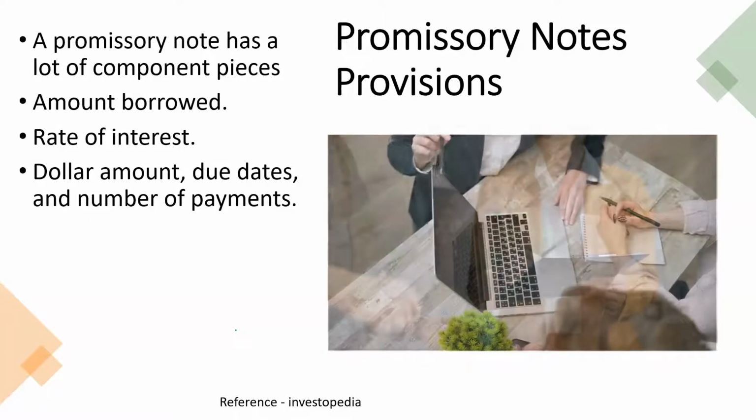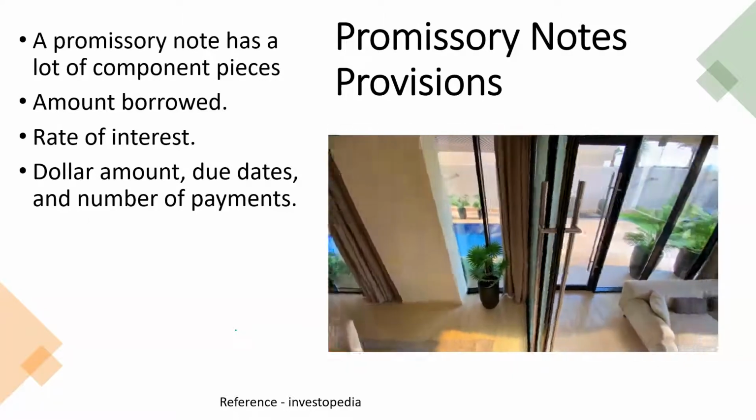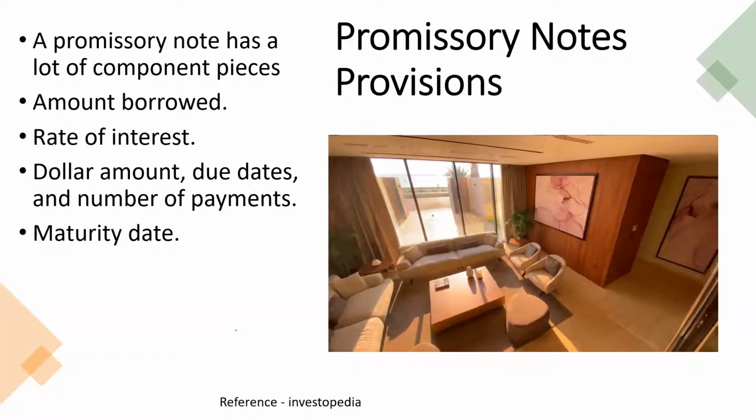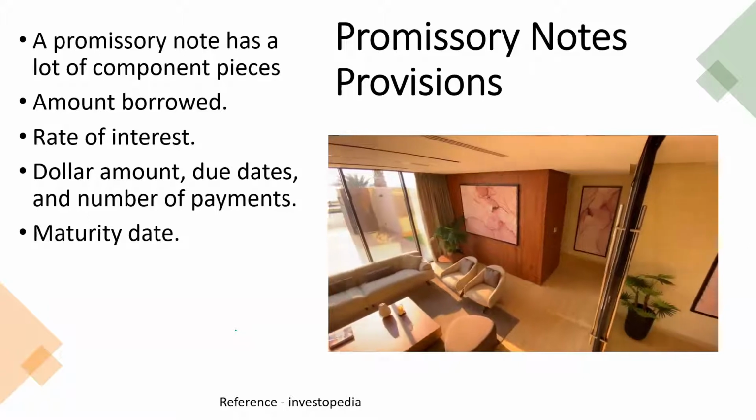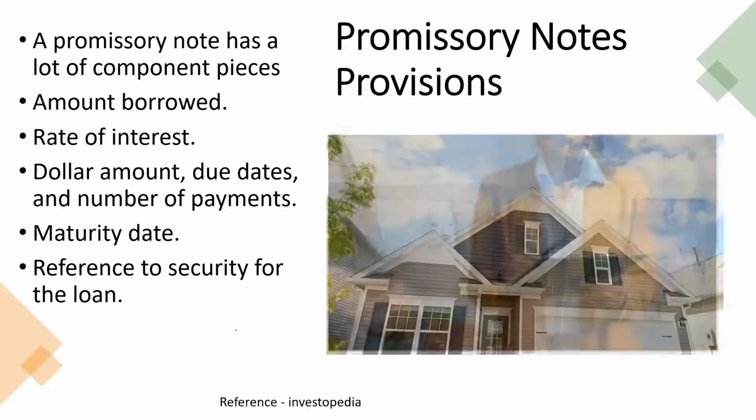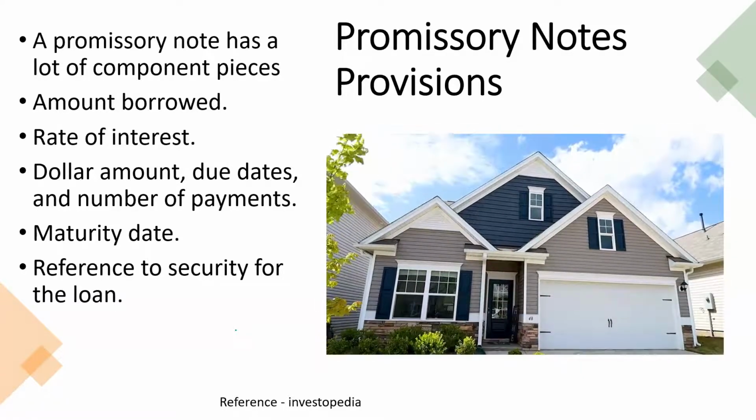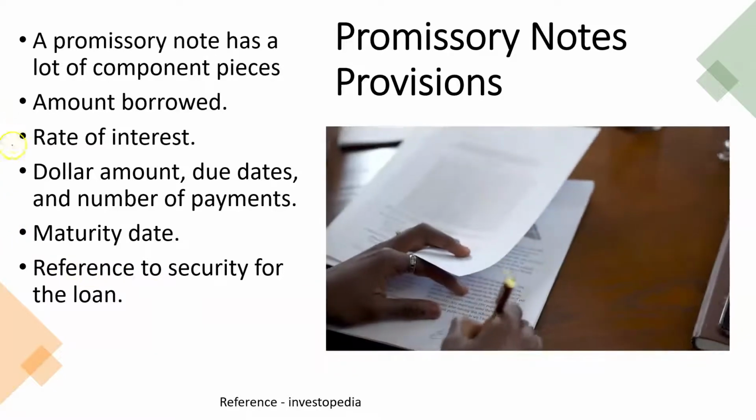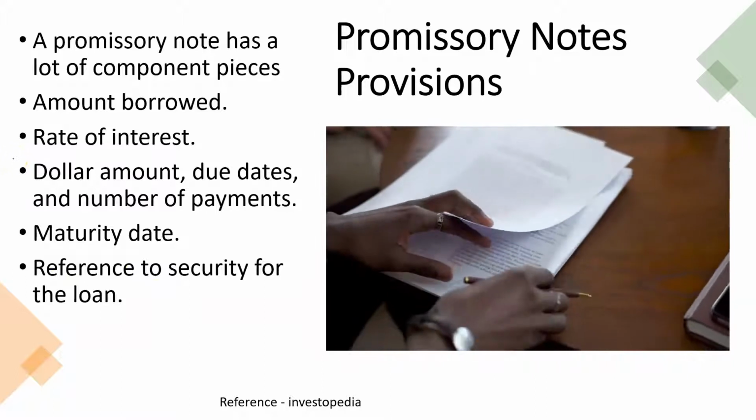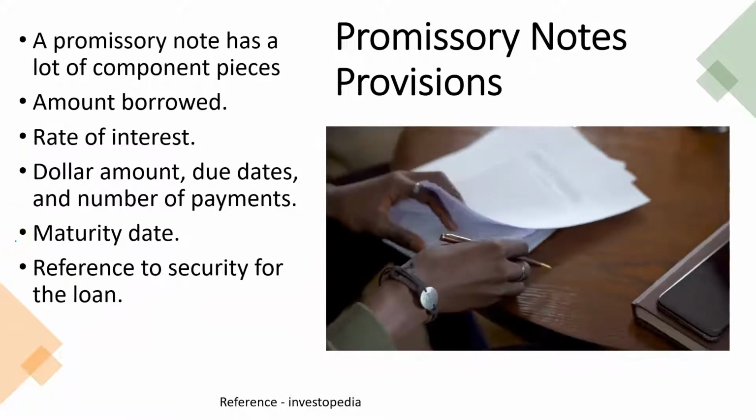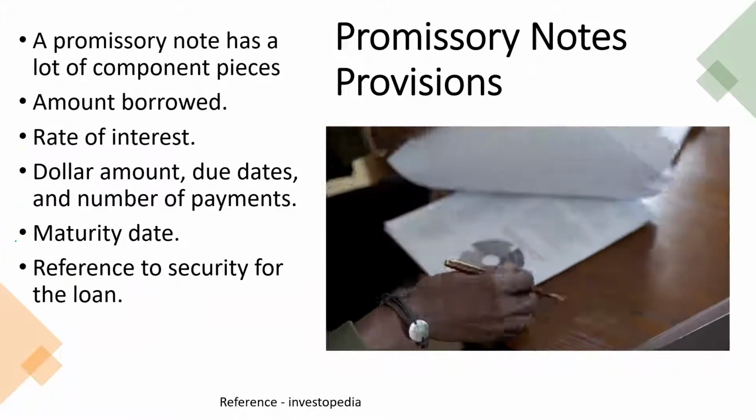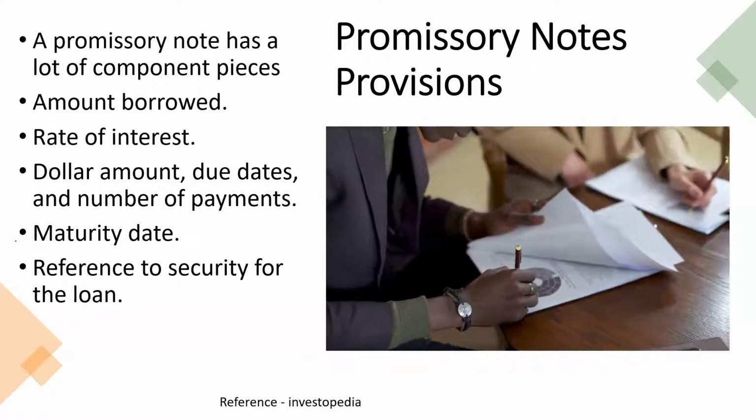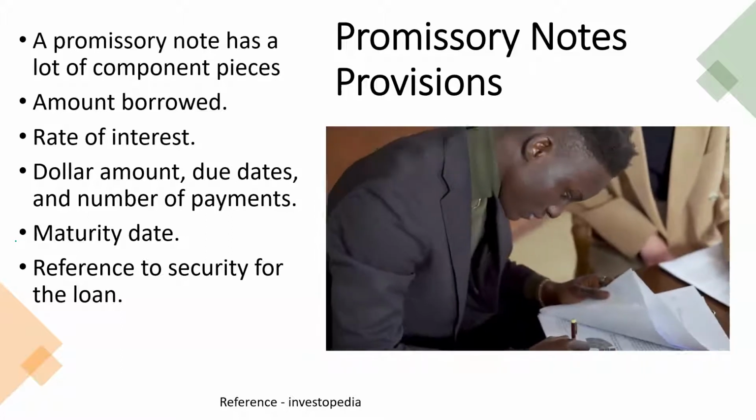So obviously we need the dollar amounts, the due dates, and the number of payments that are going to be involved, the maturity date, so how far out in the future it will mature, and the reference to the security for the loan. So note again, these top items up here: the amount borrowed, the interest rate, the dollar amount, due dates, the number of payments, and the maturity date. These are the general components we'll put together when we do the calculations of the payments and so on, how much interest is going to be paid per year in this amortization table.